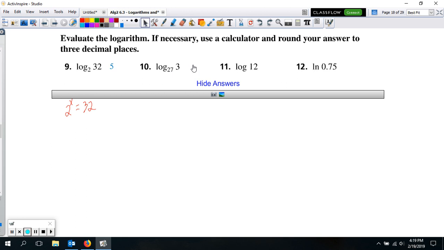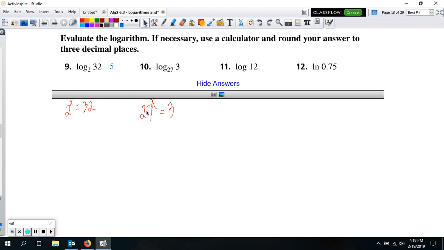On this next one, 27 to what power will equal 3? So we're thinking about this. 27 to what power equals 3? Now we're going from a bigger number to a smaller number here, from 27 to a 3. So in order to do that, we have to think about some kind of root, kind of like when we did 25 down to 5. That was a square root.